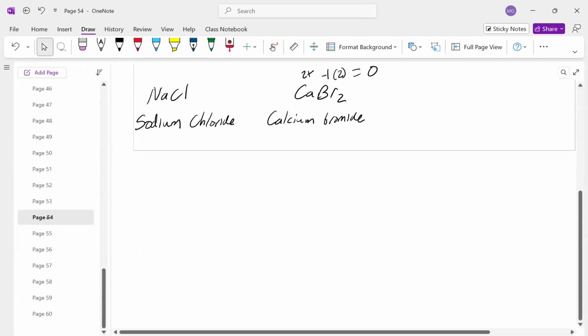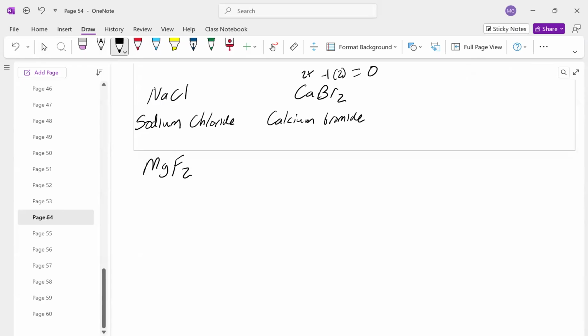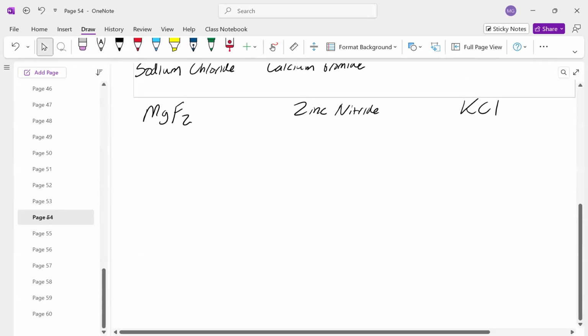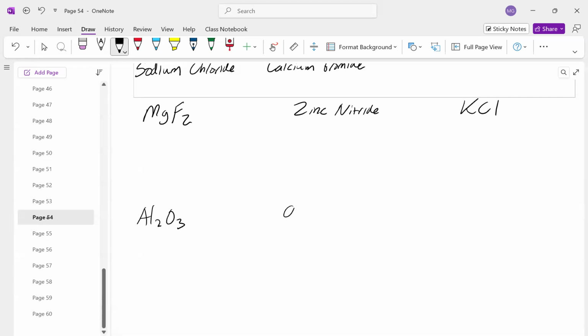Now, we're going to do some more examples. We're going to do this, and then we're going to start with a name and go to a formula. And then we'll do KCl, we'll do Al2O3, we'll do aluminum sulfide, and then silver oxide. So we're going to get practice doing both directions in nomenclature.